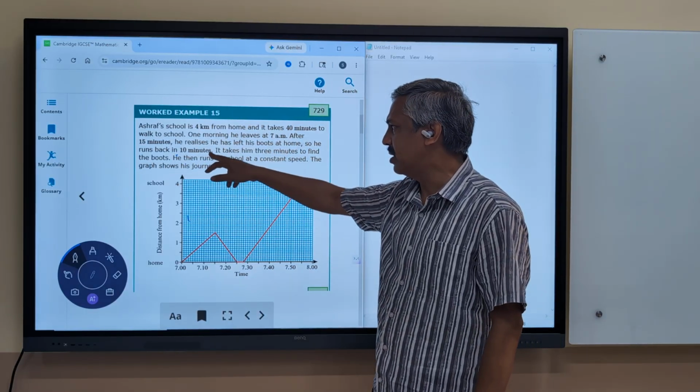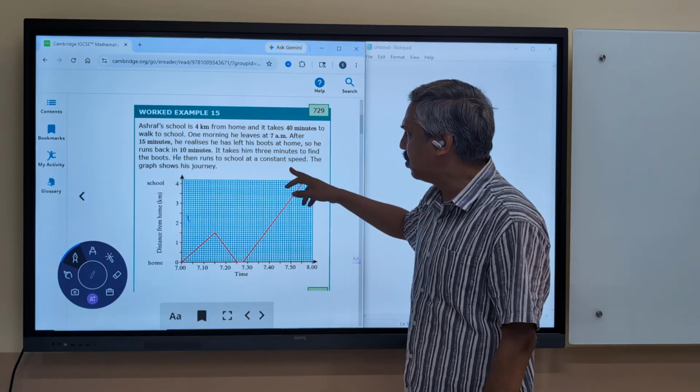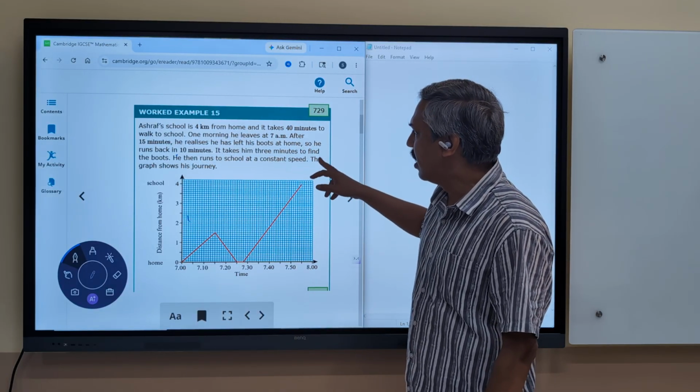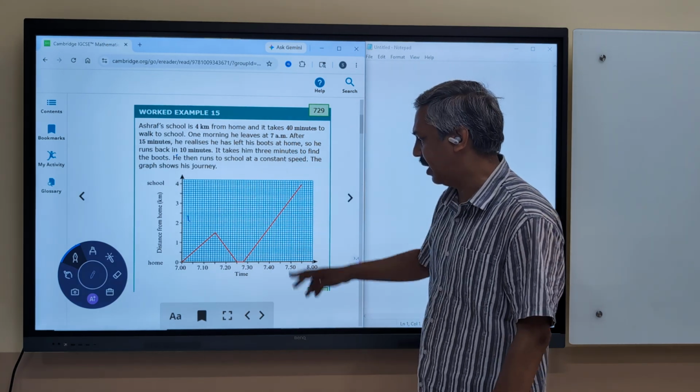He runs back in 10 minutes. It takes him 3 minutes to find the boots. He then runs to the school at constant speed. This graph is shown. The graph is showing his journey.